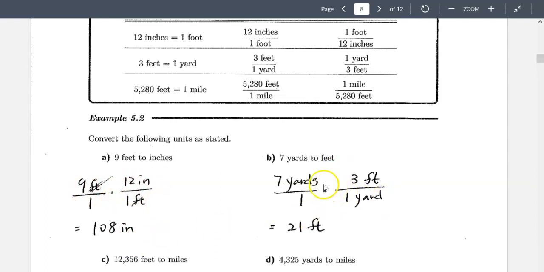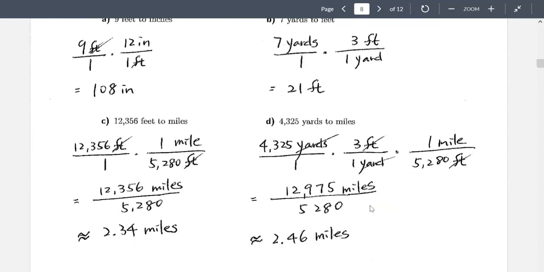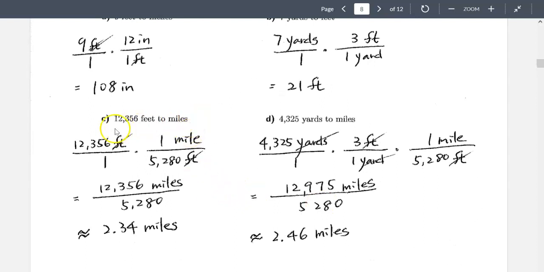Part B, same thing. If we want to go from yards to feet, we have 7 yards over 1, and the relationship is 3 feet equal to 1 yard. We do the same thing: we cancel it out, and you end up with feet on top. And part C is feet to miles.